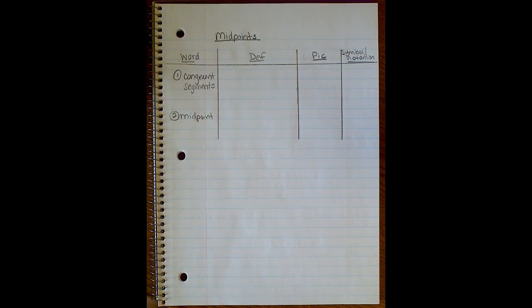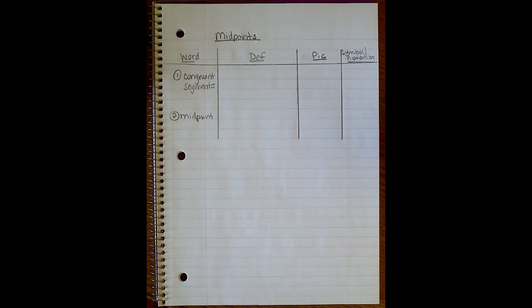So we're going to start off with the same chart that we've been recording our vocabulary words in. You can label your notes for today midpoints or midpoint formula and your same 4 columns. So word, definition, picture, and then the last one is symbol or notation. Our two vocab words are congruent segments and midpoint.